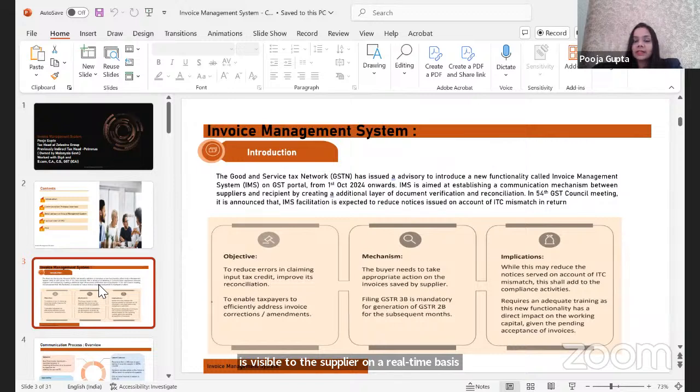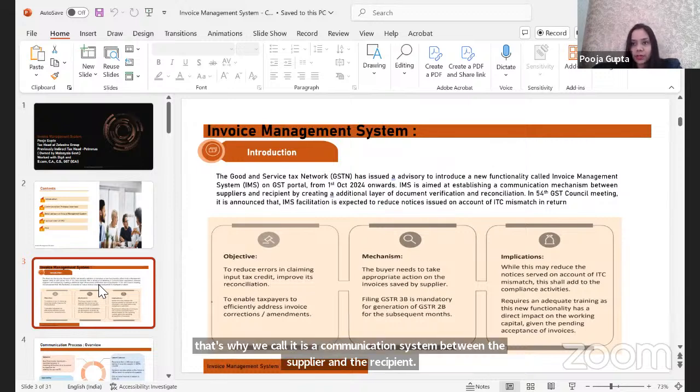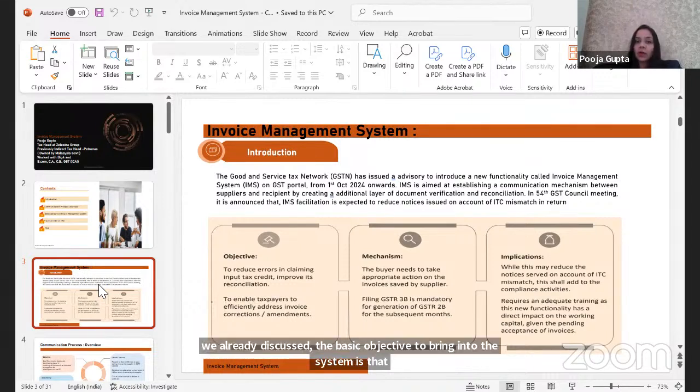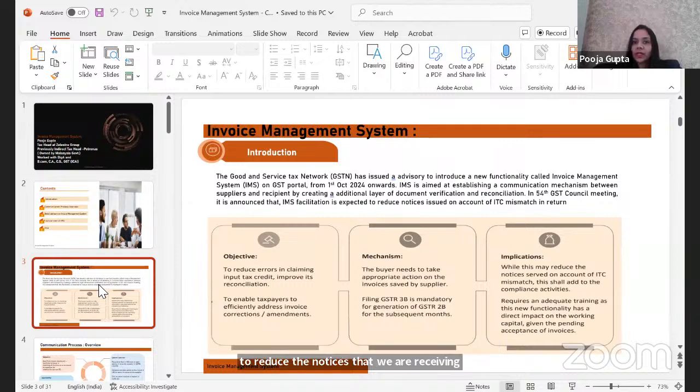That is why we call it a communication system between the supplier and the recipient, and a real-time dashboard, because we can see everything as and when an action is taken by either the supplier or the recipient. As discussed, the basic objective is to reduce the notices we receive on account of ITC mismatch from the department, and to reduce errors in GSTR-3B reconciliations versus 2B and versus input tax credit.